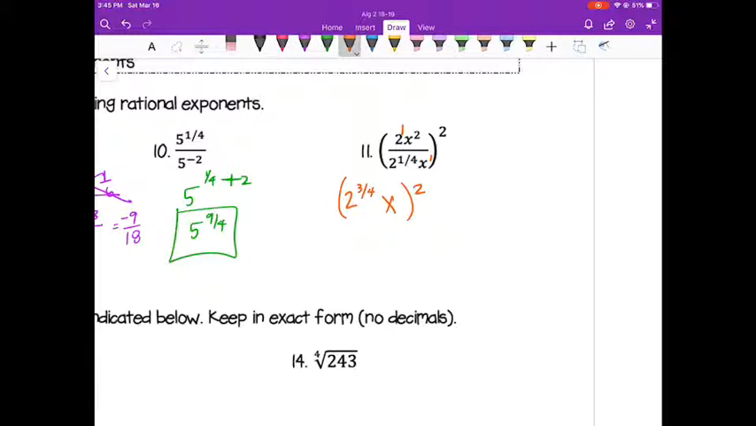I take 2 minus 1, I have x to the 1st. Now that is still squared, so now I'm going to go ahead and distribute. When we distribute, remember that we multiply exponents. So 3 over 4 times 2 over 1, that's 6 over 4, which reduces to 3/2. 2 to the 3/2, x squared.